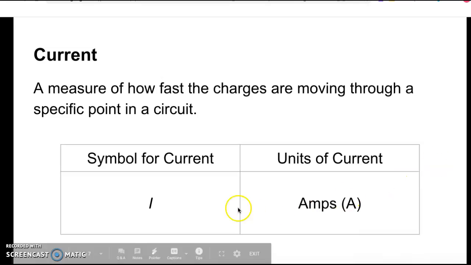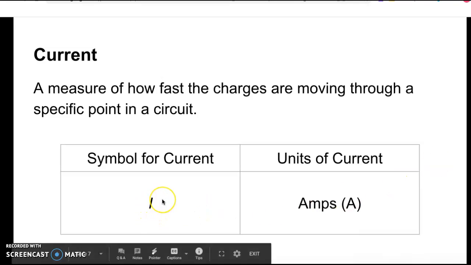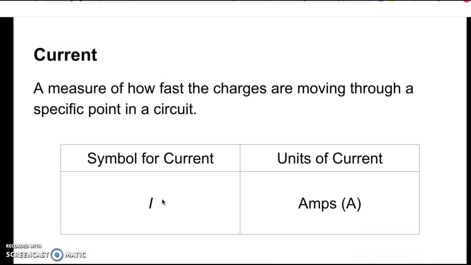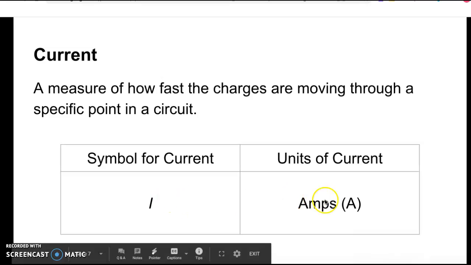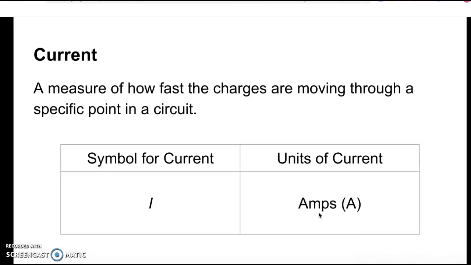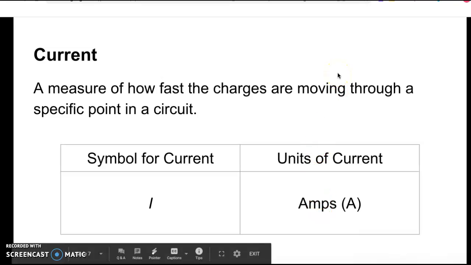Now, the symbol for current is capital I, so that's going to be a bit tricky. It's not C, okay? It's I. That's the symbol for current, and current is measured in something called amps, and the symbol for amps is A. Okay, so amps is the unit for measuring how fast the charges are going.